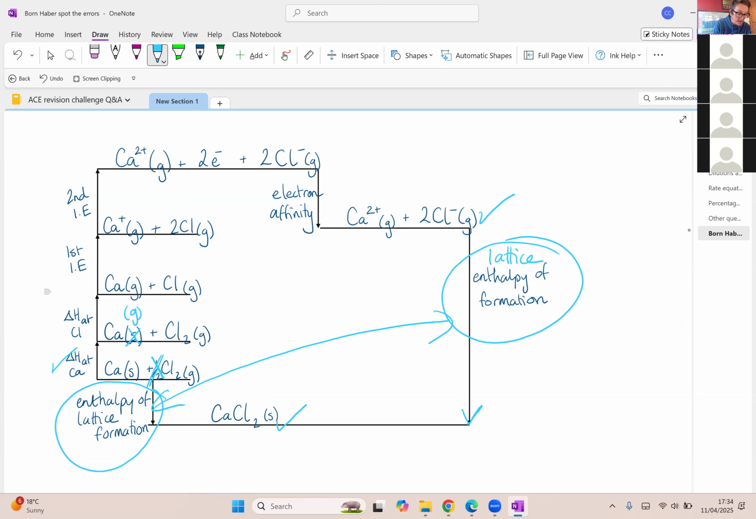Cl2 is correct. It was wrong underneath, but it should be a whole mole of Cl2 to make CaCl2. Atomization of chlorine, that's a correct label, nothing wrong with that. In fact, it's very good practice to not just write delta H atomization, but tell me what you're atomizing. And then we should have a 2 in front there.